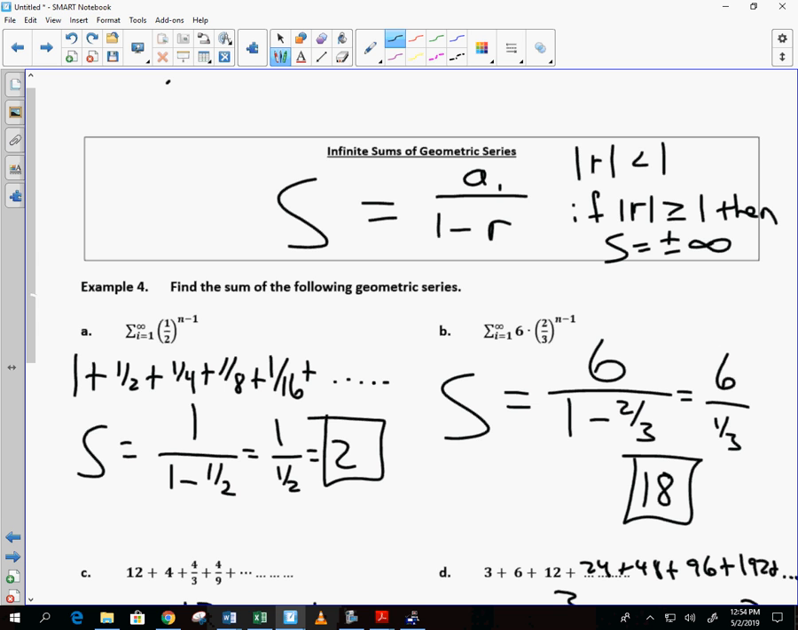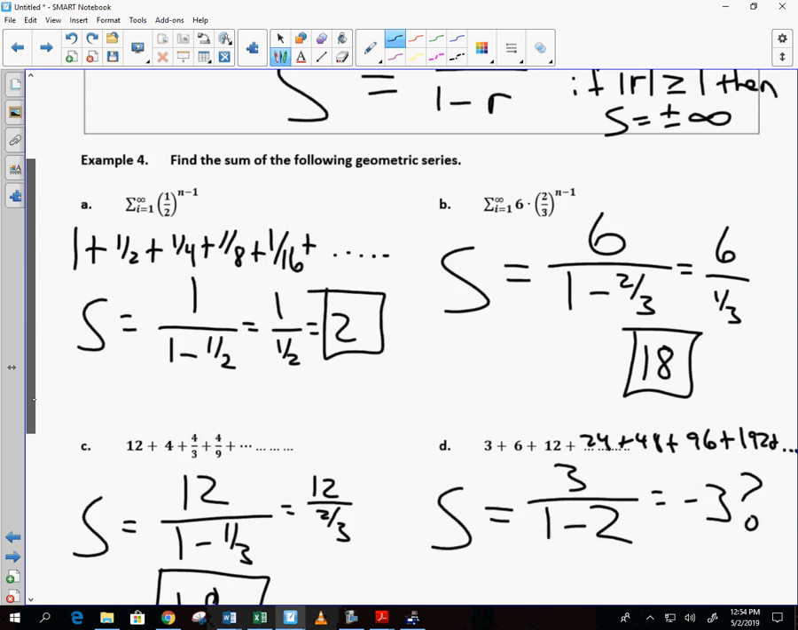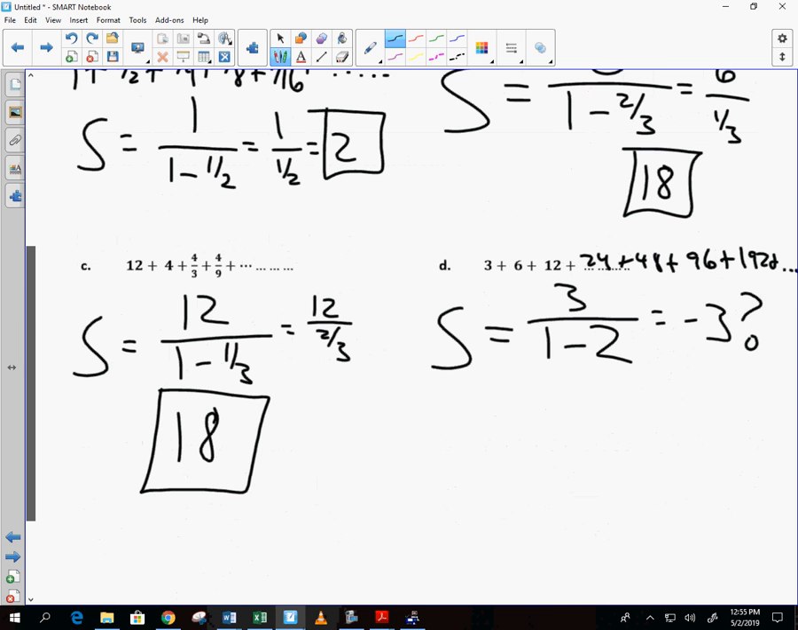So as we examine letter D, what was the ratio again? 2. Is that bigger than 1? Yeah, so it's not going to go to a number. It's either going to go to positive infinity or negative infinity. As you add these up, what would you say? Positive infinity. Yep.